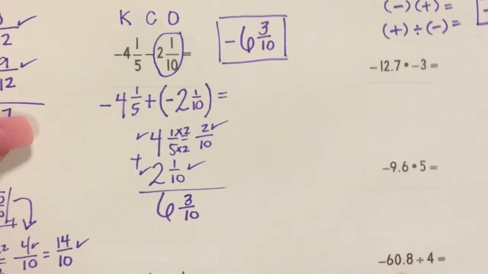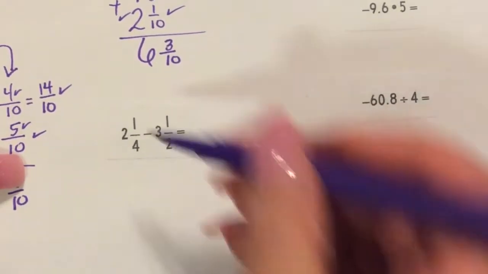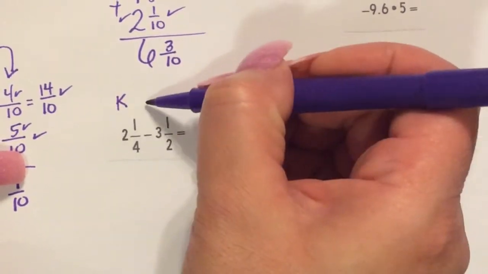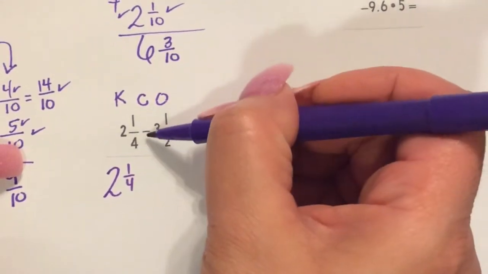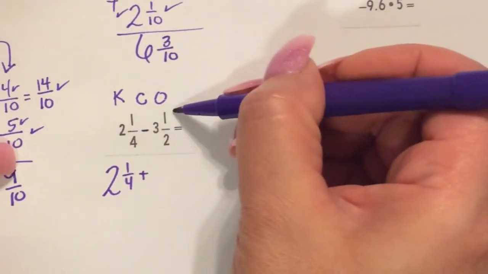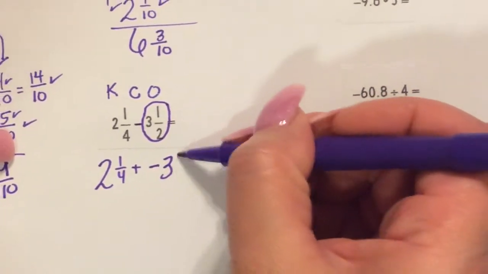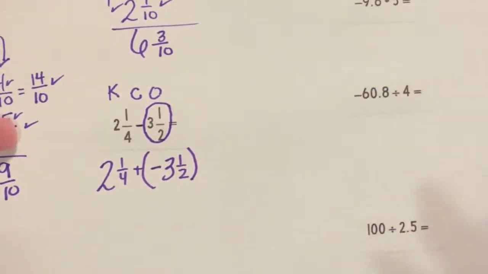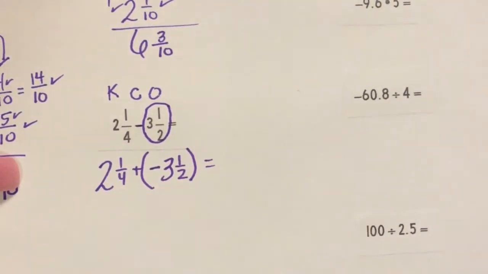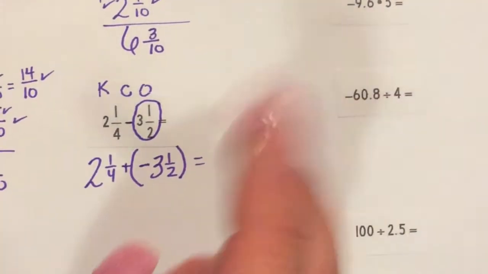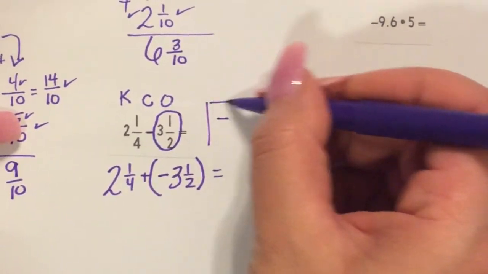Then we're going to do another little example on subtraction. Here we have 2 and 1/4 minus 3 and 1/2. So I see a subtraction. I go KCO. We keep the first number, so it's 2 and 1/4. Change subtraction to addition. The second number, I see that is positive, so I'm going to turn it into a -3 and 1/2. So same signs, add and keep, different signs, subtract. So 3 minus 2 is going to be 1, and the biggest number is -3. So my answer is going to be negative, and I'm going to lock that up.